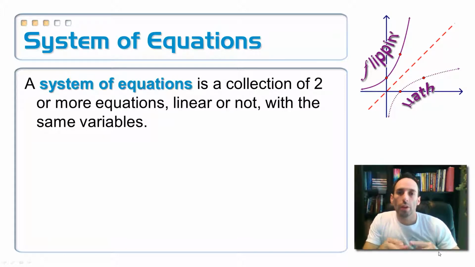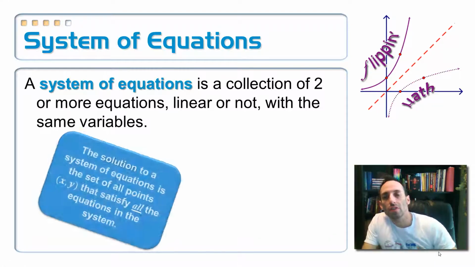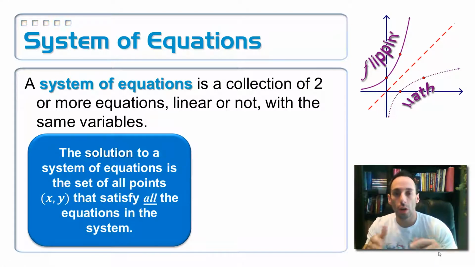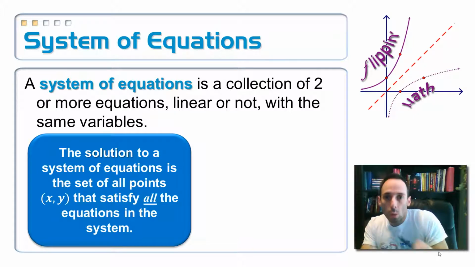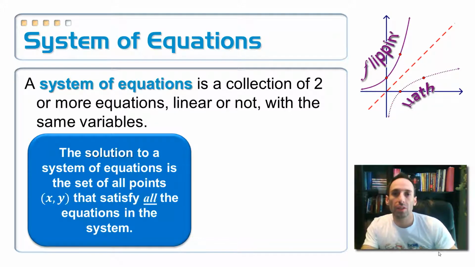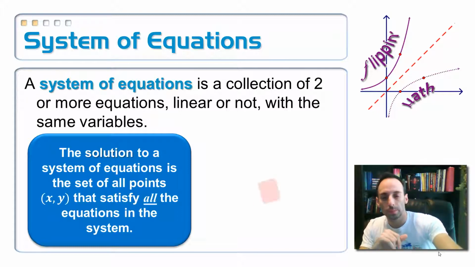So a system of equations then is a set of equations, a collection of equations, two or more of them, that all have the same variables. So for us, maybe x's and y's. And as you'll see down the road, we might have x's, y's, and z's. Okay? So whenever we solve a system of equations, the solution is a point, an ordered pair, that satisfies all of the equations in the system. Okay? So it works in the first equation, it works in the second equation, and if there's more than that, it works in the third, and so on.